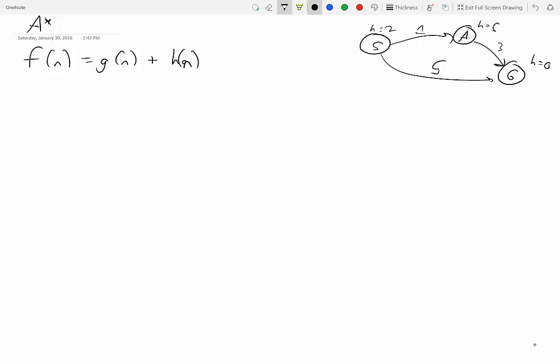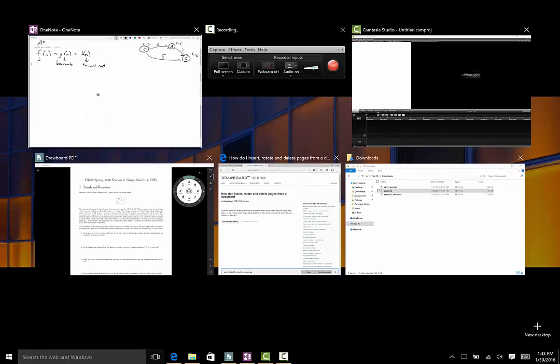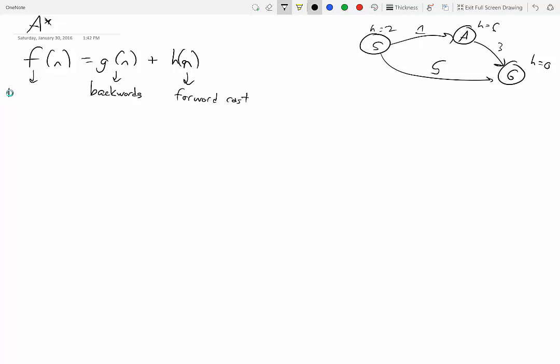Okay. So in uniform cost search, let me define these. g of n is going to be our backwards cost. h of n is going to be our forward cost. And f of n is our total cost. Okay. So let's consider the case where we have no forward cost h. So we only have our backwards cost, so f of n equals g of n. So this is going to be uniform cost search.